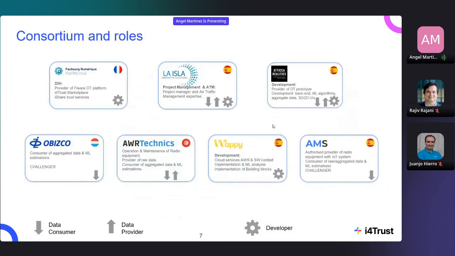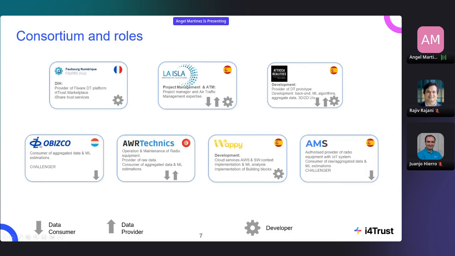So for the consortium, LISLA is the project management and the ATM expert, so designer of the whole, let's say, business view. We have Faubourg Numérique, which is the DIH based in France. Attica Realities is, let's say, the technical project management. It's the provider, it brings the digital twin prototype already into the system, and we coordinate the development, backend, algorithms, aggregate data, etc. It's also based in Spain.